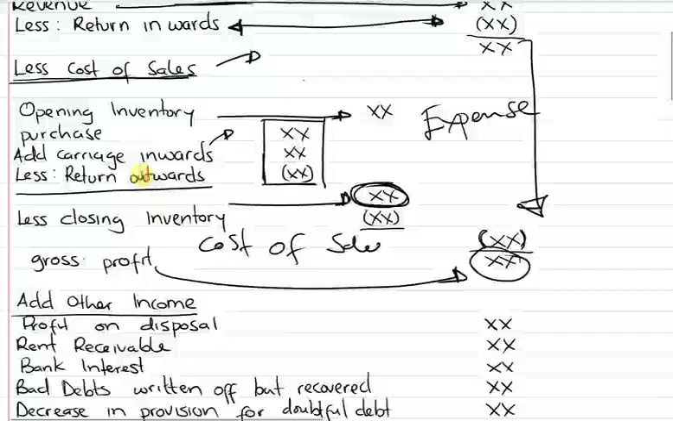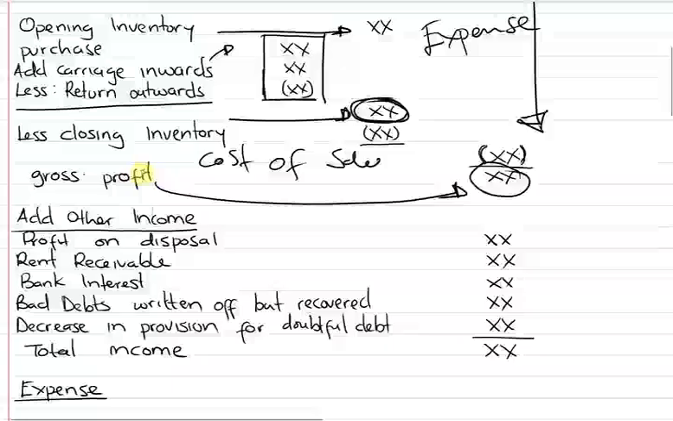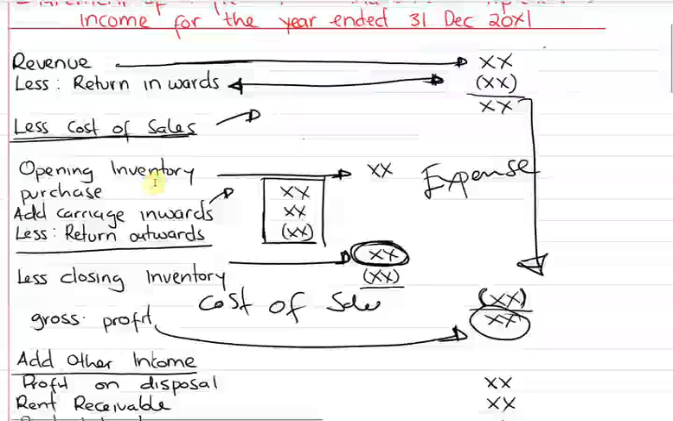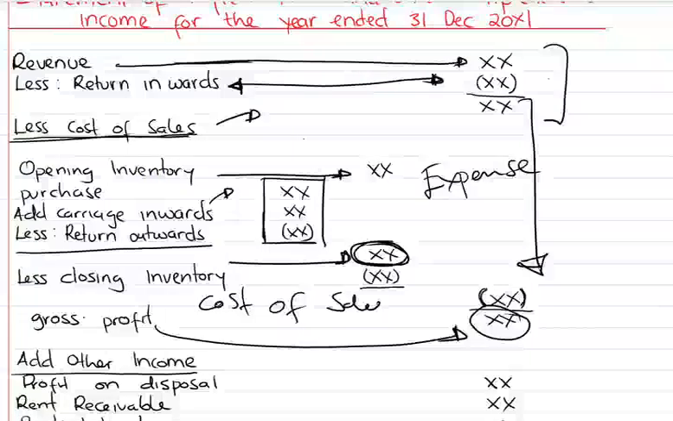Now, we have to add other incomes, right? Because the incomes that have been mentioned here are the income that relate to the general operations or the core operation of a company. For example, Illovo Sugar sells sugar. So those are the core operations of the company. But they might generate other incomes.